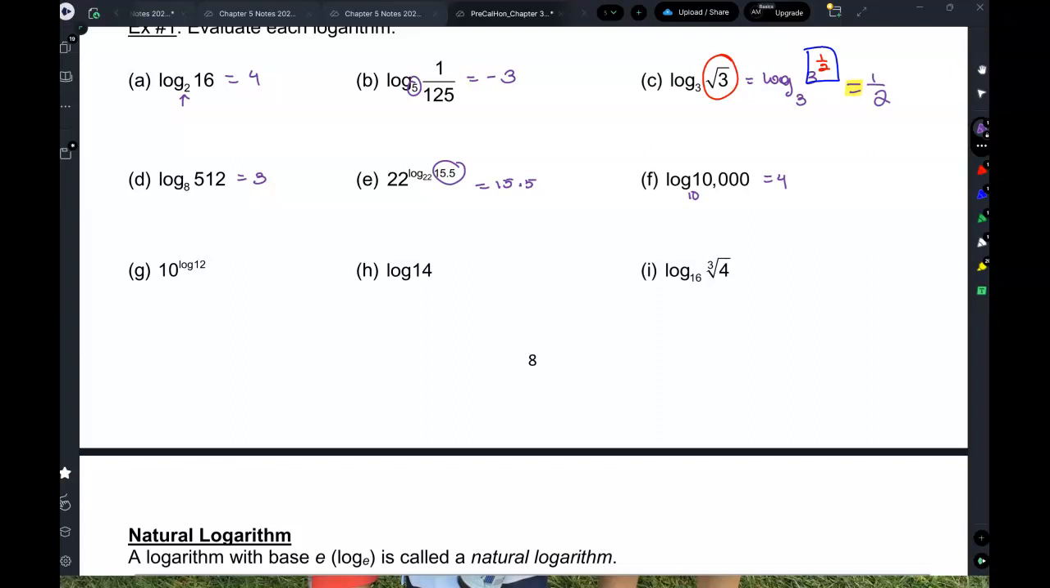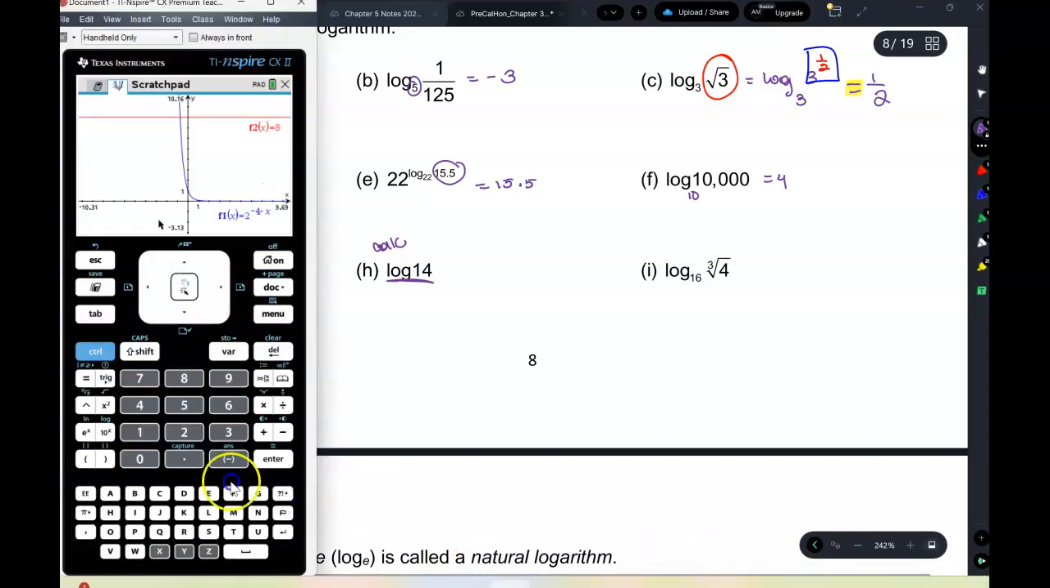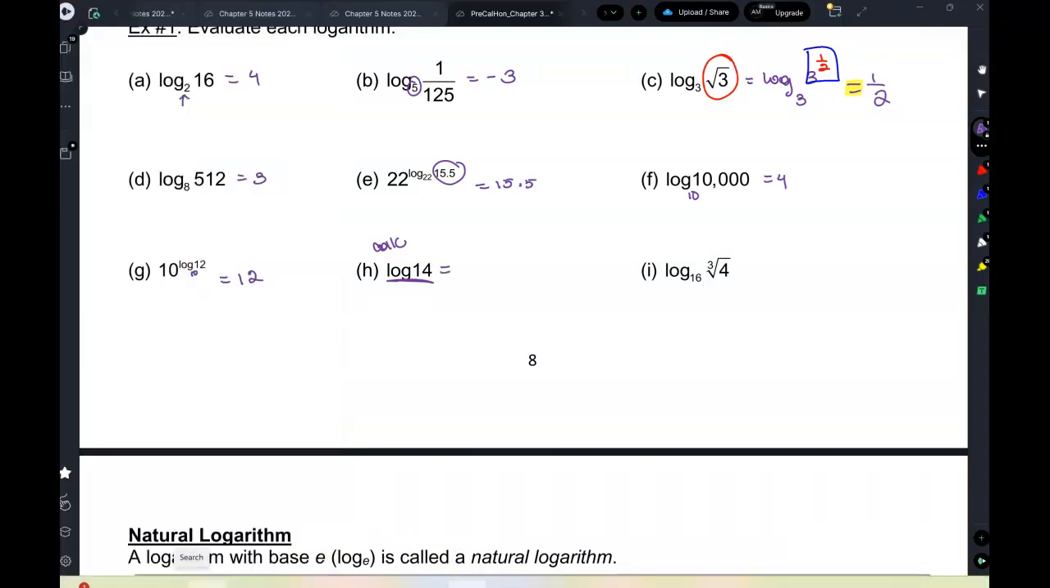Okay, here I have a base of 10, so 10 to the log base 10 of 12 is just 12. This one doesn't rely on any common base or anything, so we need to just plug that in the calculator, right? Log of 14, this is the only one that's a calculator question. And you all know where the log button is on the calculator, right? So log of 14 is 1.146. We always go to 3 decimal places on these. Okay.